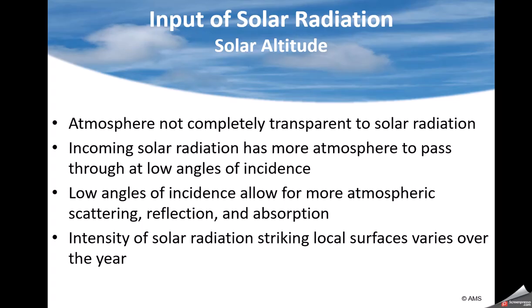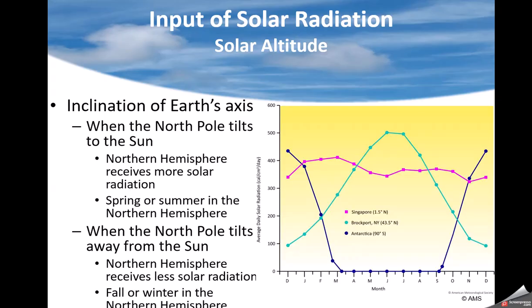All right, the atmosphere is not completely transparent to solar radiation. So the more atmosphere the sun has to go through, the less energy it's going to get there. As it passes through at low angles of incidence, like 0, it's going to go through a lot of atmosphere, and it's not going to give as much radiation. More radiation, more energy will come when the sun is more directly overhead. And here you can see that change.